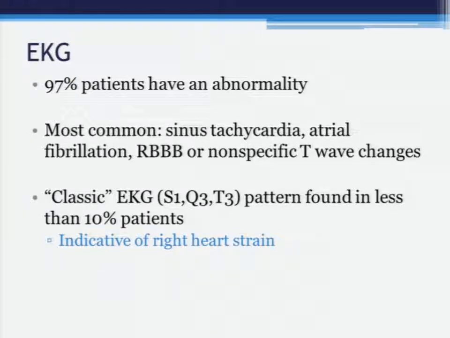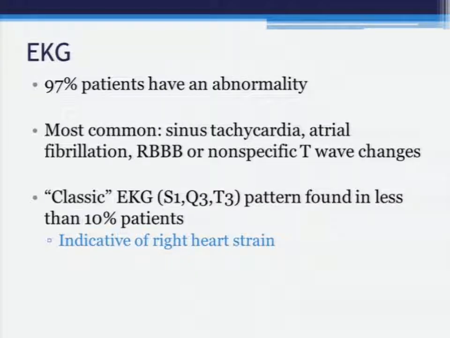EKGs. So 97% of patients have an abnormality on their EKG when they come in with PE. And in my experience, this correlates. Most commonly, you'll see sinus tachycardia. You can see right bundle branch blocks. Nonspecific T-wave changes are common to see as well. But atrial fibrillation is another big one to remember.